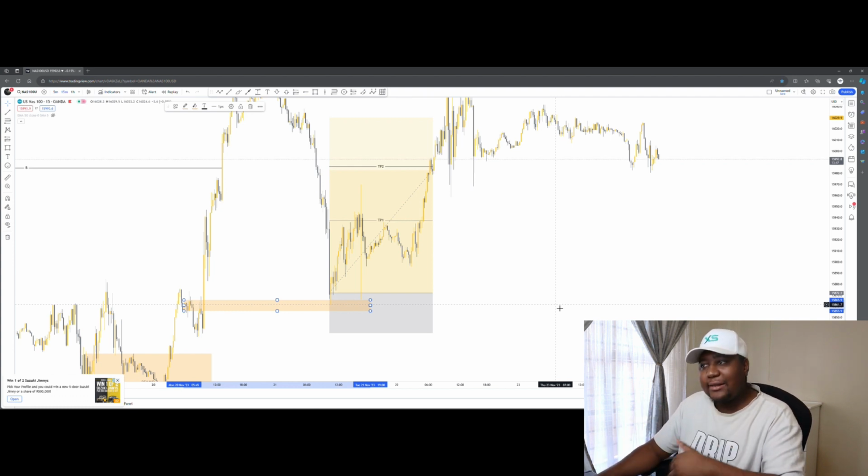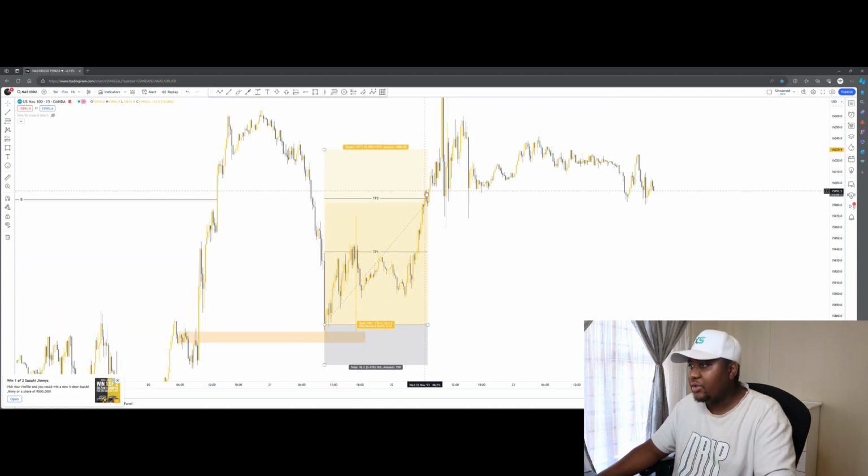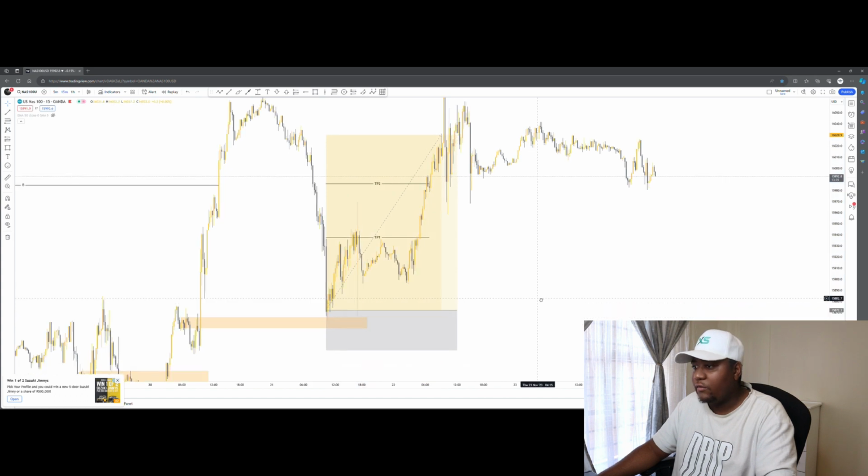So finding the right times to trade as a trader, finding when momentum takes place, is very crucial in terms of understanding what type of trader you are. And as you can see, this was around about 157 pips that we held overnight.